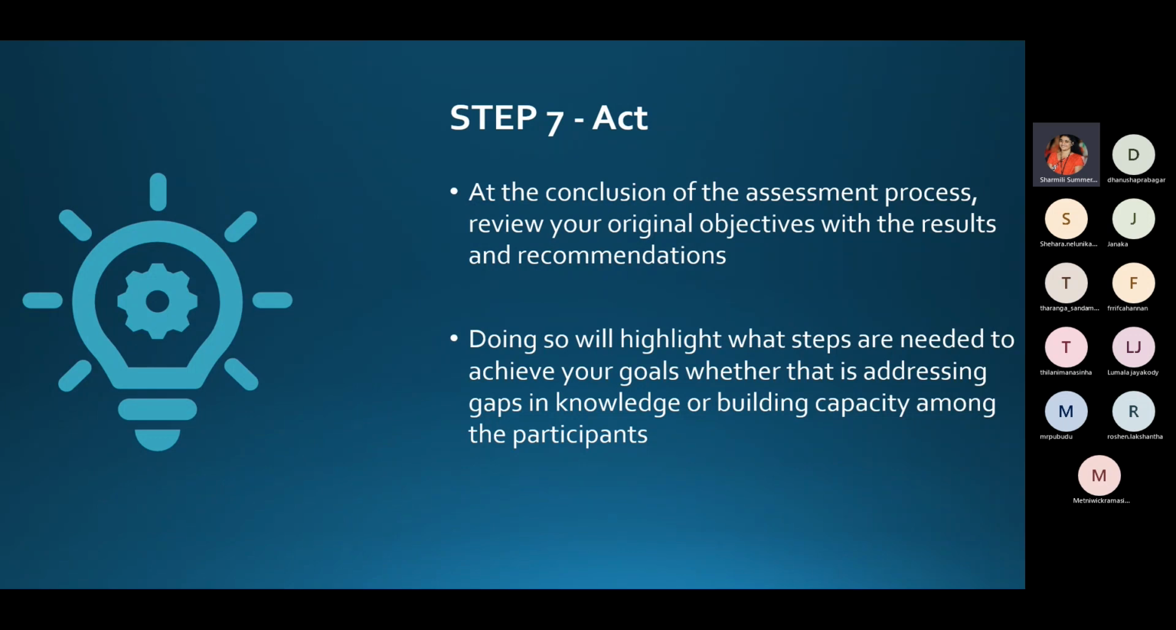So at the end of your assessment process, you need to evaluate your original objectives. That means the objectives you set out at first, you need to review whether they tally with your results and recommendations. Then you can highlight whether there are any steps you need to improve, or any gaps in knowledge or in building capacity among the participants, and what things you can improve at your next level. That means what things you can incorporate in order to gain more information to sort out the problem. So that is the action.